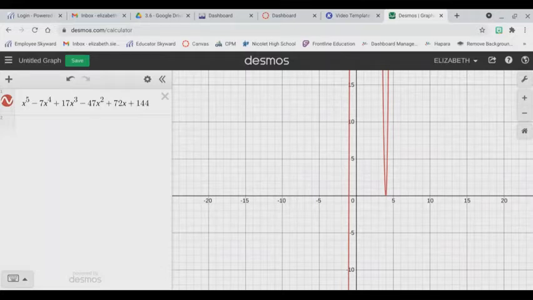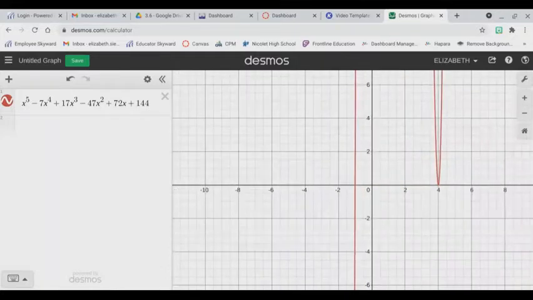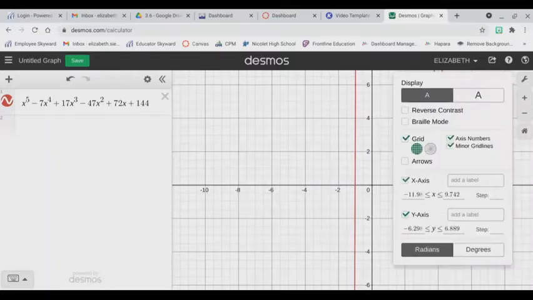Or zoom out either way. You just have to be careful because we don't really want to zoom out our x's. It's really the y's that are the ones we have to change. You can also go to your little wrench on the top right here and change your window for your x and y axis.